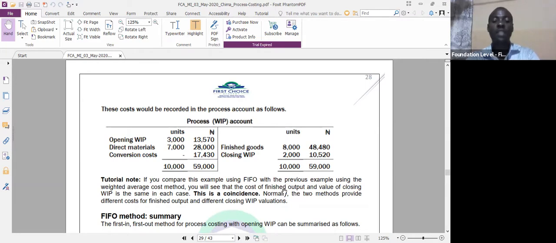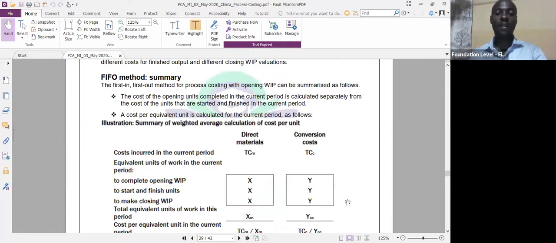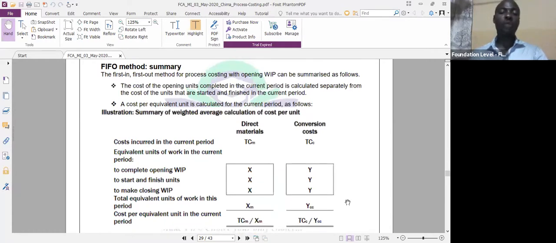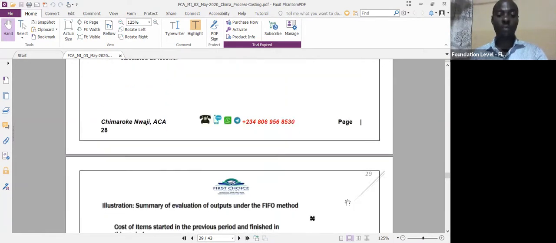you will see that the cost of finished outputs and the value of work in progress is the same in each case. It says that this is a coincidence, but it's not supposed to be the same. Normally, the two methods provide different costs of finished goods and different closing stock. If you see the summary here, it helps you to understand how to deal with FIFO and weighted average costs.